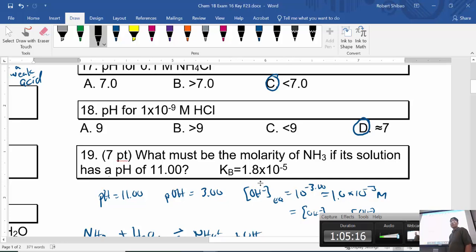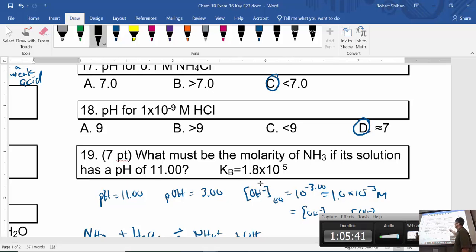pH for 1 times 10 to the minus 9 molar HCl is, well, it's 10 to the minus 9 molar H plus, which would give you a pH of 9, but a pH of 9, is that possible for an acid? It's impossible. And so this is very dilute. It's primarily water that's the contributor for hydronium here. So D is the correct answer.